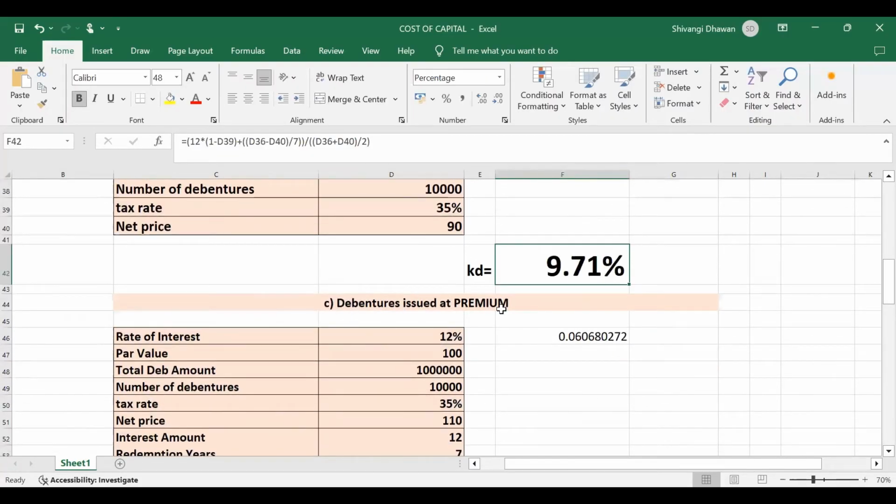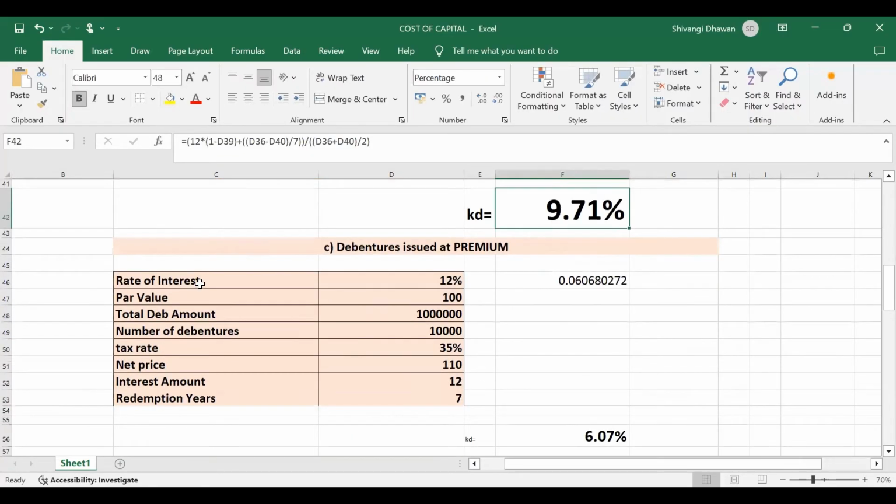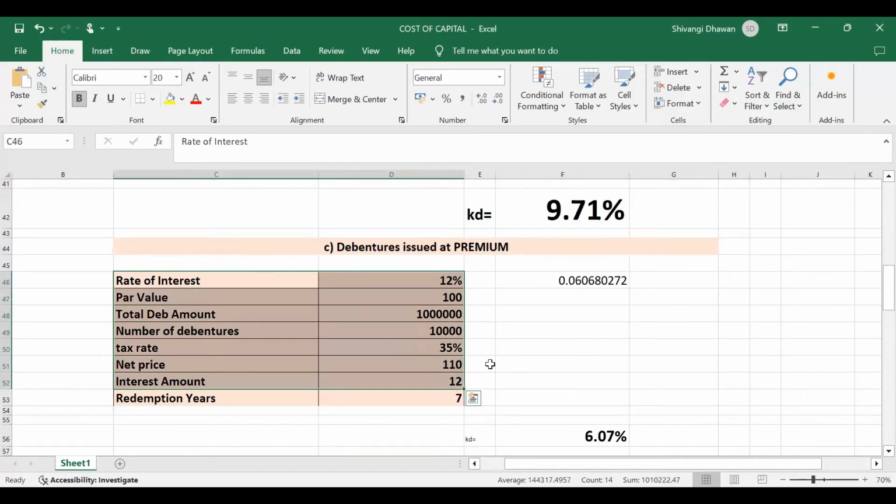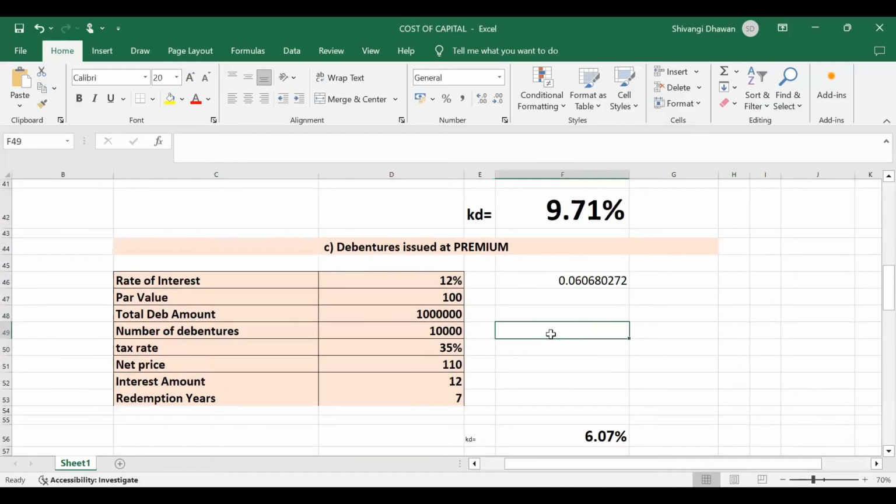Now, when debentures are issued at a premium, again your critical data will remain the same except your net price. So here the rate of interest is 12%, par value is 100. Again, tax rate is 35%. Net price will be 100 plus 10% of the issue price, that is 110. For the interest amount, we can directly write 12, that is 12% of 100. And redemption year is 7.